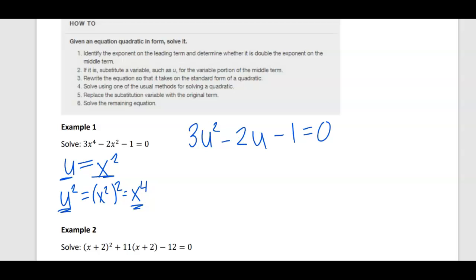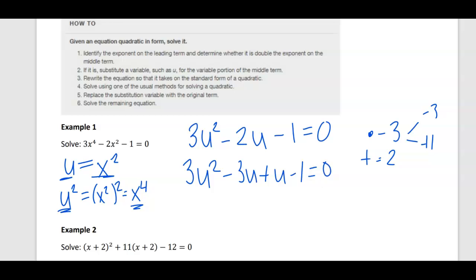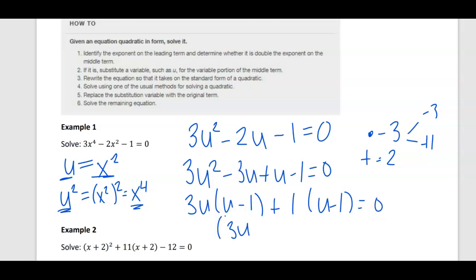Let's see if there are factors. So if I want to find two factors that multiply to -3 and add to -2, I would use -3 and +1. I'm going to do this factor by grouping by rewriting that middle term. I will factor out a 3u, left with u minus 1, plus no common terms here, so I'm going to factor out a 1 with a u minus 1 left over. 3u plus 1 times u minus 1 are my factors. If I set those equal to 0, I end up getting that u must be equal to 1 and u must be equal to -1/3.